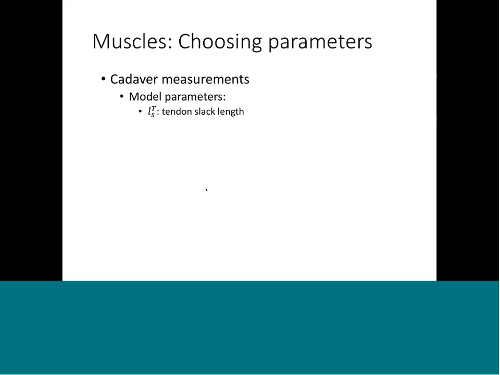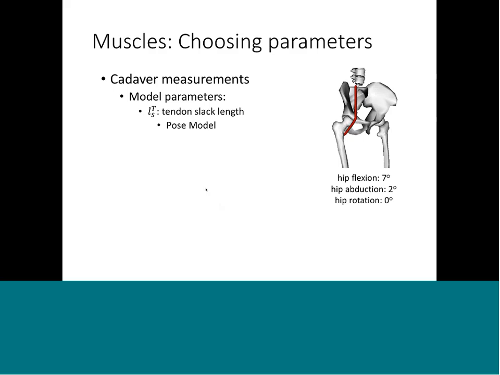Choosing the tendon slack length in our model is a slightly more involved affair, as this isn't a parameter we can directly measure. Instead, we rely on our model of muscle tendon dynamics to compute a tendon slack length. So to do this, we first pose our model in the same pose as the cadavers in the Ward study. For example, to compute tendon slack length for the psoas, we pose the model at 7 degrees hip flexion and 2 degrees hip abduction to match the cadavers in the Ward study. And now, once we do this, we have determined the total muscle tendon length of the psoas.